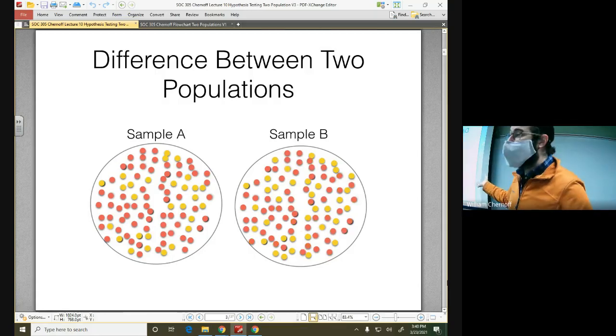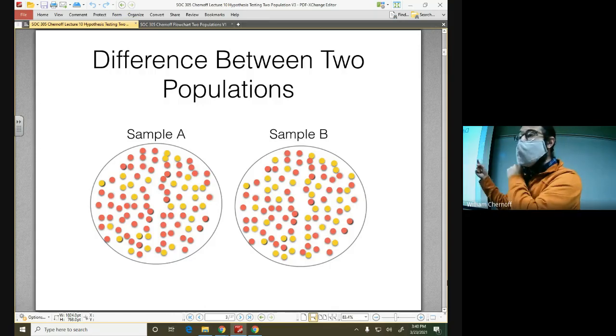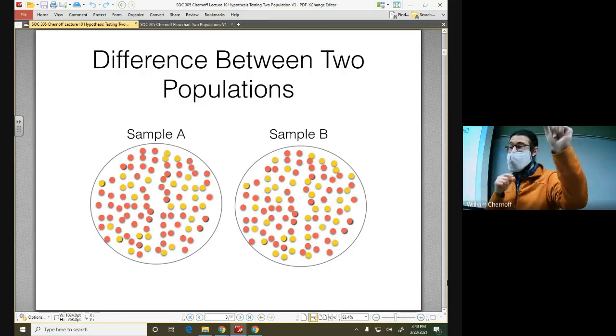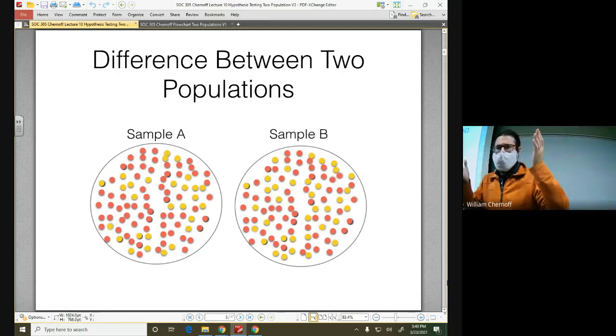Other times you're going to look at your data and it's going to look like this. And it's not going to be easily seen whether or not these two groups are different at all. Or they may differ by just a small amount. And then the question is, is that difference a real difference? Or did you just get some bad samples? Is it just noise, just random chance?